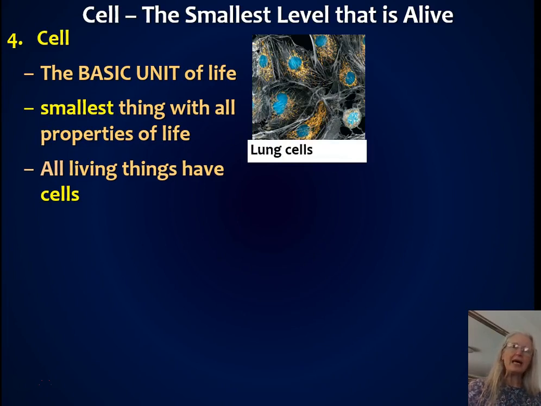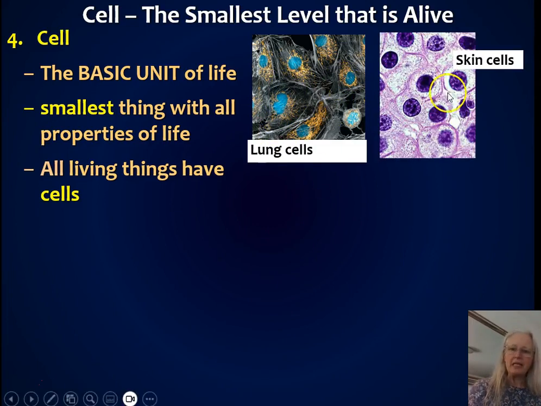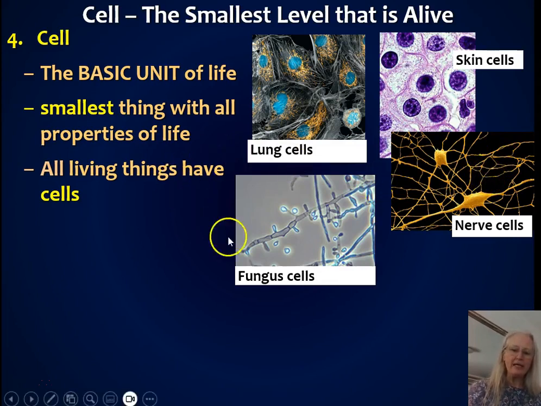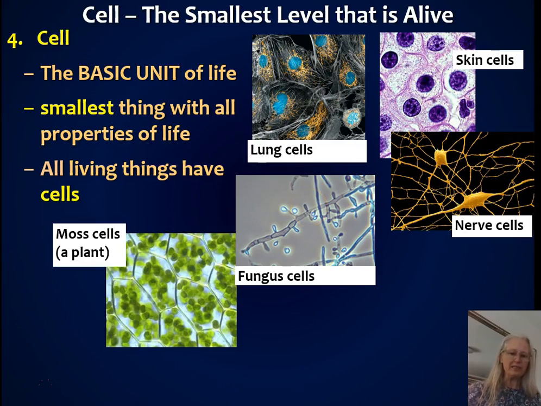So cells, there are many different kinds of cells that look very different from each other. So lung cells don't actually have blue in them. These are stained so that you can see different parts of them, and people stain cells in different ways. Lung cells, skin cells, these are different types of cells in your body. Nerve cells have these long things coming out of them so they can connect to each other to communicate. All right, and fungus cells, some of these might be in your body, but these are not human cells. Many different types of organisms with different types of cells.